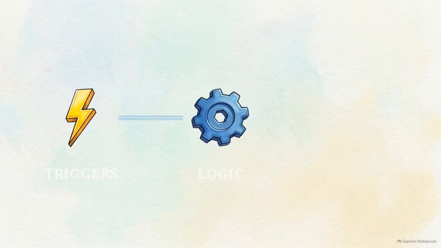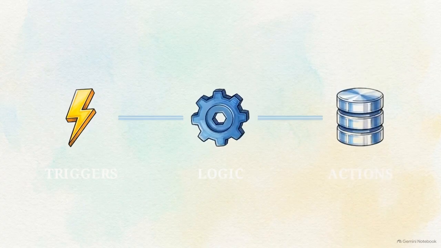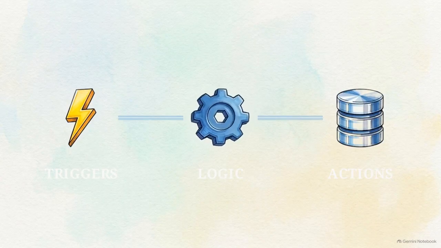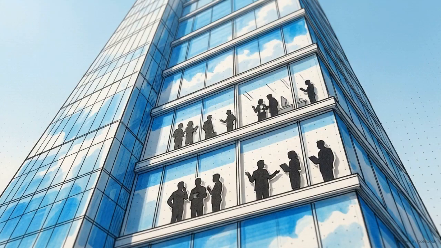The mechanic remains consistent. 1. Triggers wake the engine. 2. Logic decides the rules. And actions execute the work. Mastering these 3 layers allows organizations to maintain a self-sustaining system, eliminating the manual tax for good.